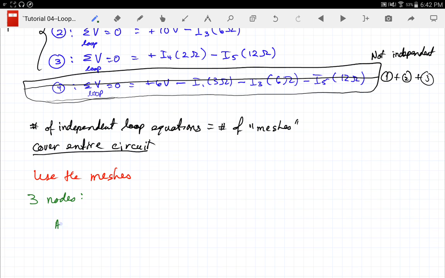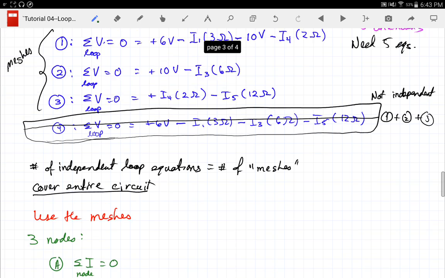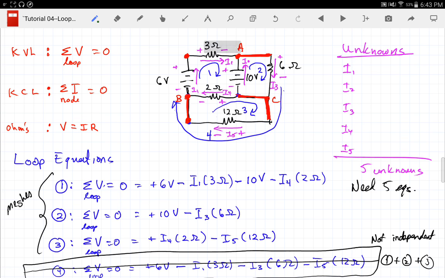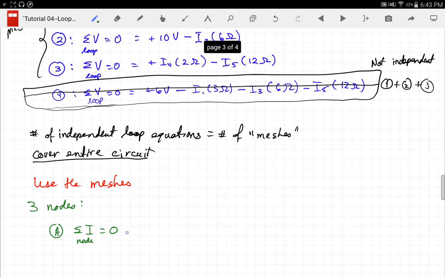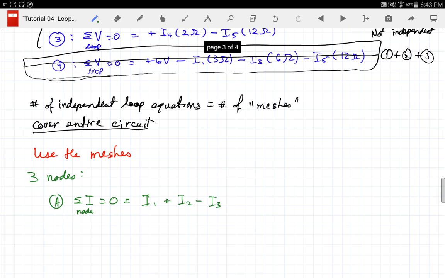So at node A, the sum of the currents at the node is equal to 0. Now I have to simply decide on my sign convention. Do I want currents coming in to be positive or currents leaving positive? Frankly, it doesn't matter. So I am just going to go ahead and say if it's coming in, it's positive. If it's leaving, it's negative. So if I look at node A, looking at the arrows I drew, I1 is coming in, I2 is coming in, and I3 is leaving. So using my sign convention, that's going to be I1 plus I2 minus I3. You see the node equations are much easier.